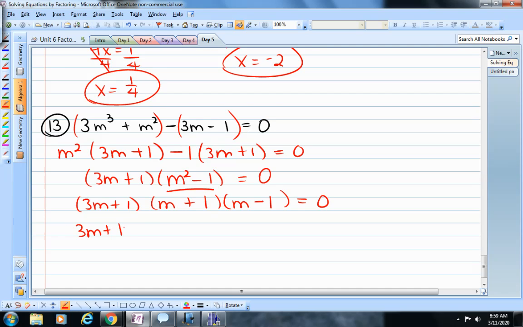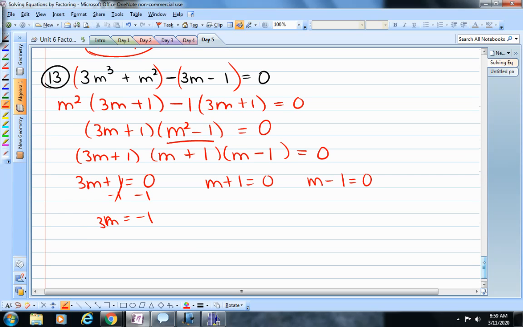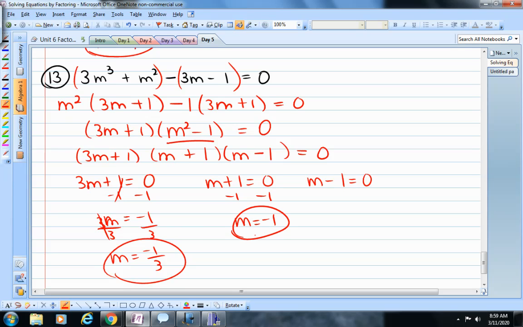So 3M plus 1 equals 0. And M plus 1 equals 0. And M minus 1 equals 0. So for the 3M plus 1, we subtract 1. So 3M equals negative 1. Divide by 3. M equals negative 1/3 is one solution. And the other ones are simple. Yep. So, yeah. So those last ones are probably as difficult as they will be.